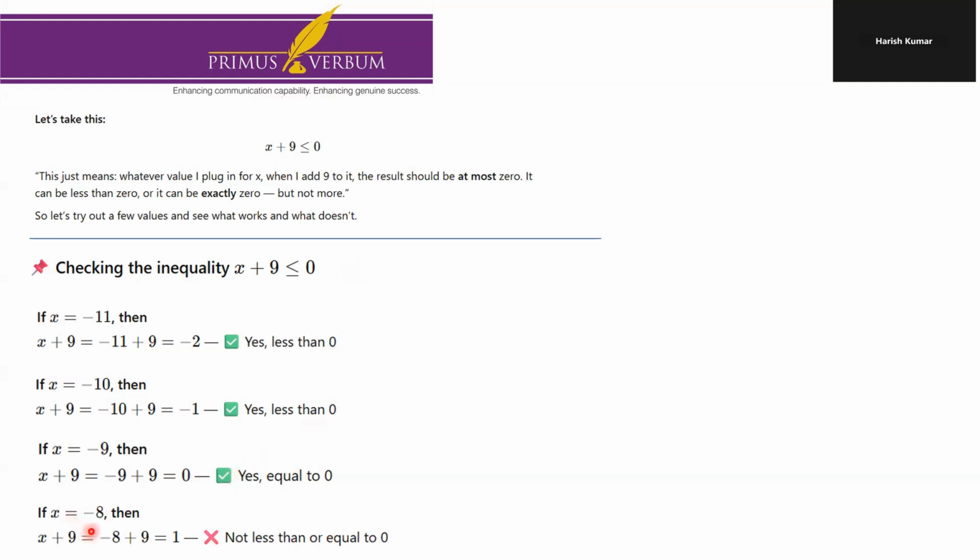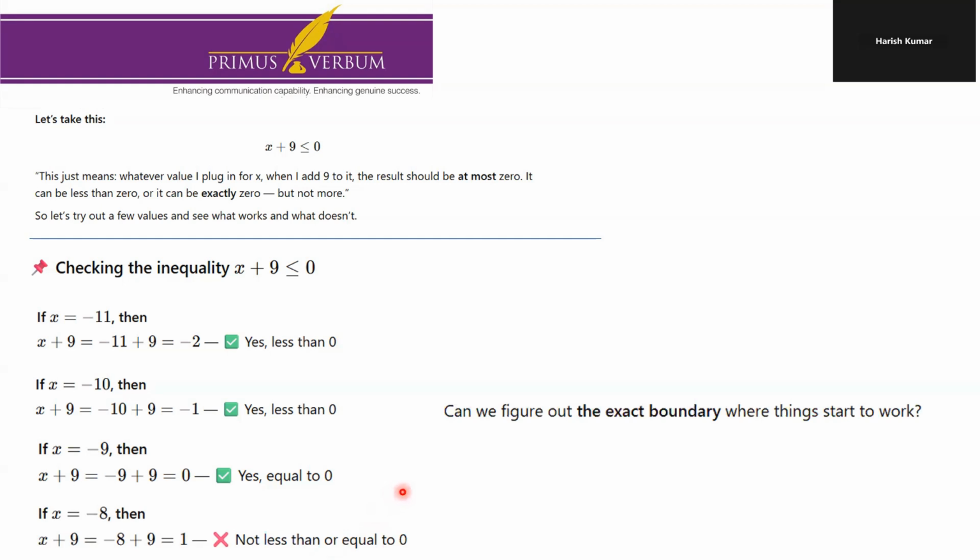What happens when we assign the value minus 8 to x? Well then, for the first time we see that we get a result minus 8 plus 9, which is equal to 1, which is not less than or equal to 0. So when we assign minus 8 to the value of x, we get the result 1, which is neither less than 0 nor equal to 0.